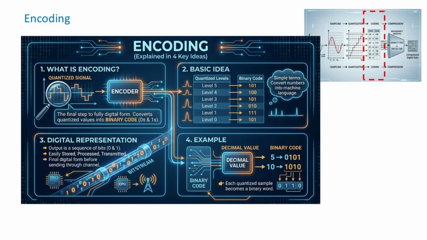After quantization, each sample is still represented as a discrete value. In the encoding stage, these values are converted into binary numbers, consisting of zeros and ones. This creates a digital bit stream that can be easily processed, stored, and transmitted through communication systems. For example, a decimal value like 5 becomes 101 in binary. Finally, the quantized samples are converted into binary numbers so they can be transmitted digitally.